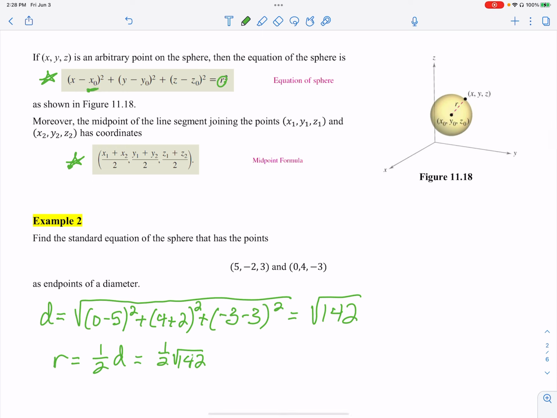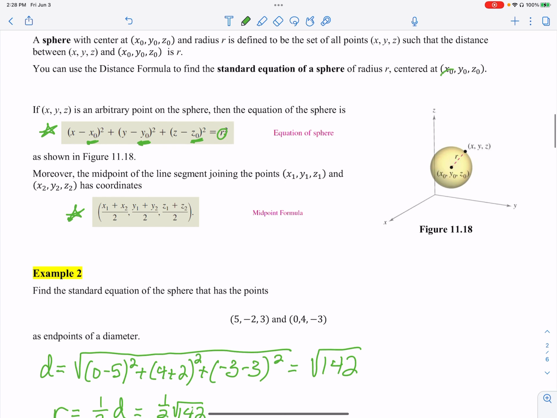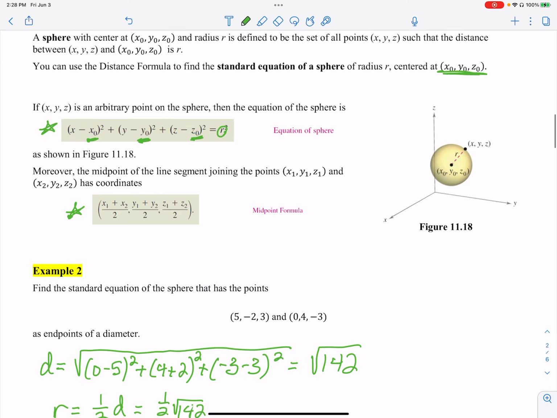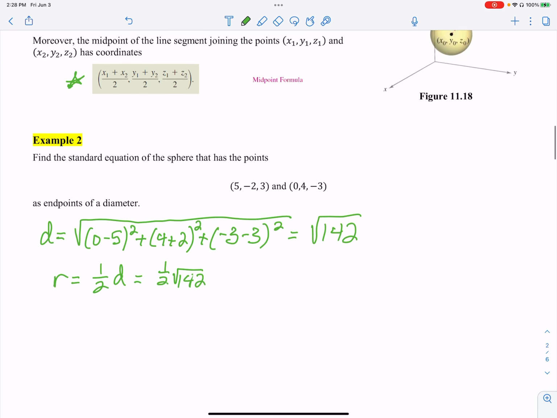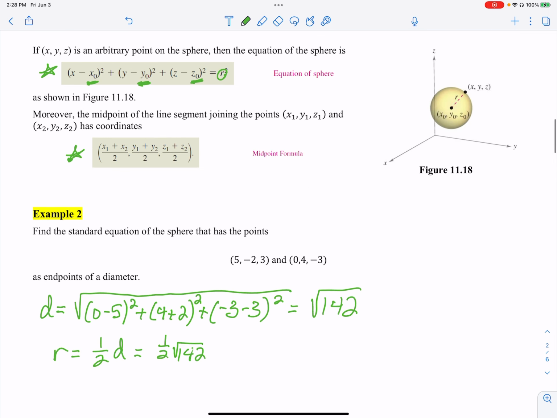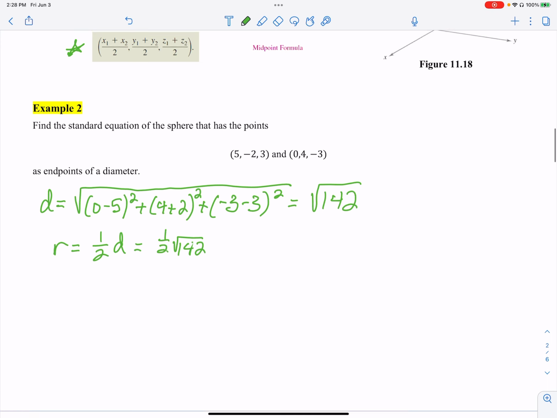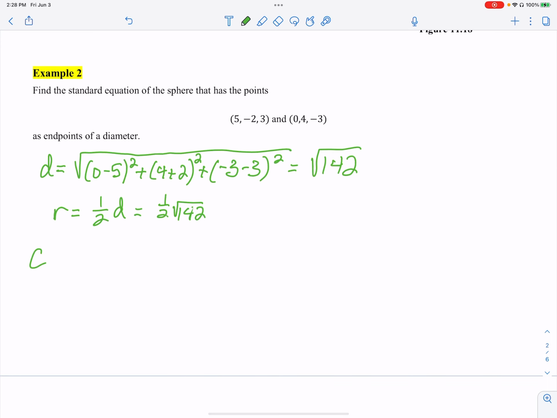Okay, now, looking back at our equation of the sphere, we have r. Now we need an x naught, a y naught, and a z naught, and they told us that is the center of the sphere, centered right there. So I need the center of the sphere. Well, if these are 2 endpoints of a diameter on my sphere, like here and here, the center is the midpoint of those 2 points. So all I have to do is find the midpoint.